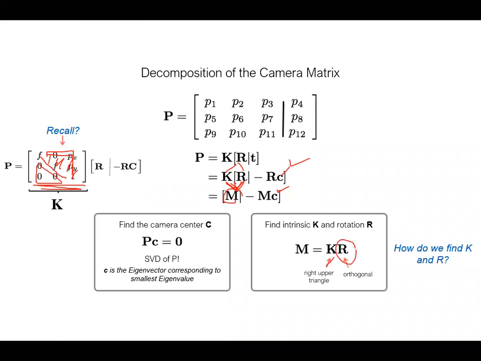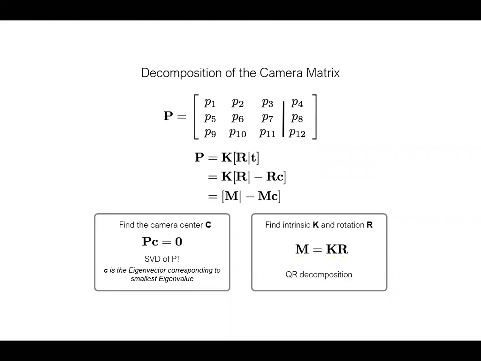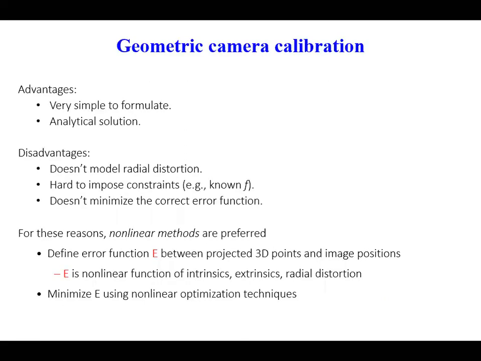What do we know about R? We know that R is orthogonal. So now M is equal to an upper triangle matrix multiplied by an orthogonal matrix. If you are strong in linear algebra, you will know that this is actually a QR decomposition. I can't review the QR decomposition now, but it is a QR decomposition. If you would like to express a matrix as a multiplication between an upper triangle matrix and an orthogonal matrix, you can do that by QR decomposition, and then you can get K and R from M. Okay, so now we have solved this.